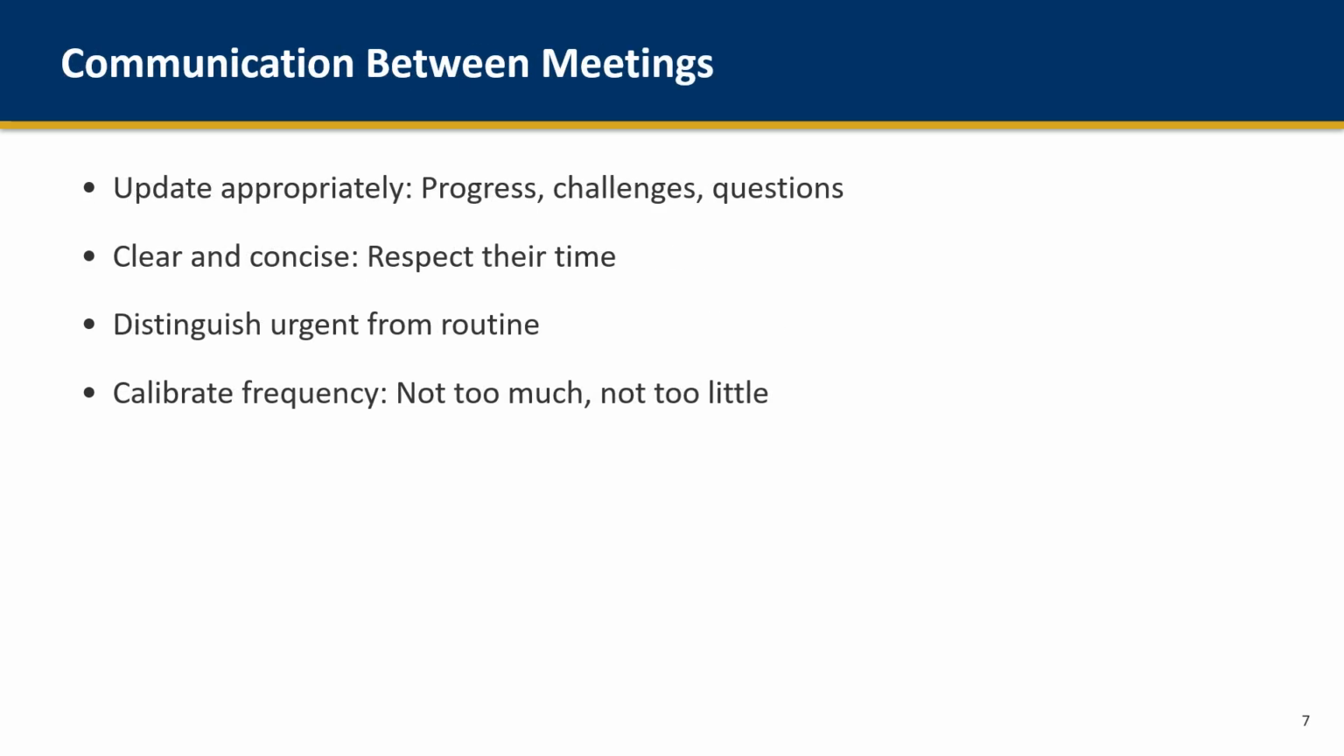Communication between meetings keeps your advisor informed and maintains relationship momentum. Effective between-meeting communication requires balance. Update your advisor appropriately on progress, challenges, and questions. They should know how your work is going without micromanaging. Sharing updates demonstrates engagement and gives them information they need to support you. But update strategically rather than sharing every detail.